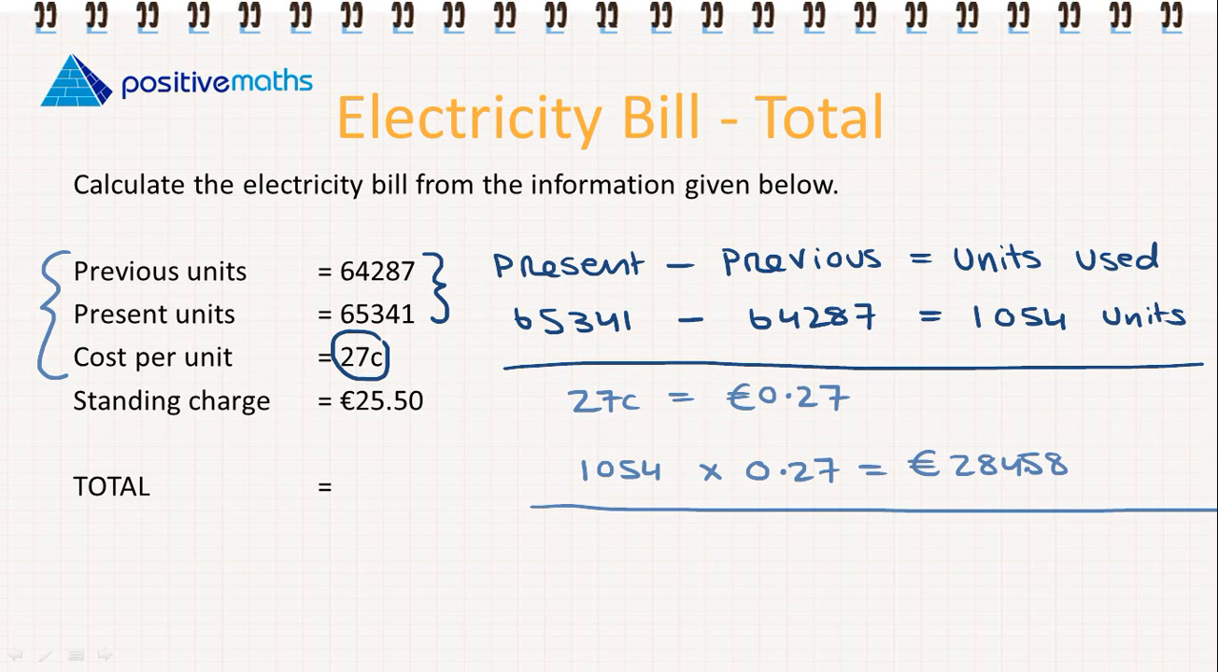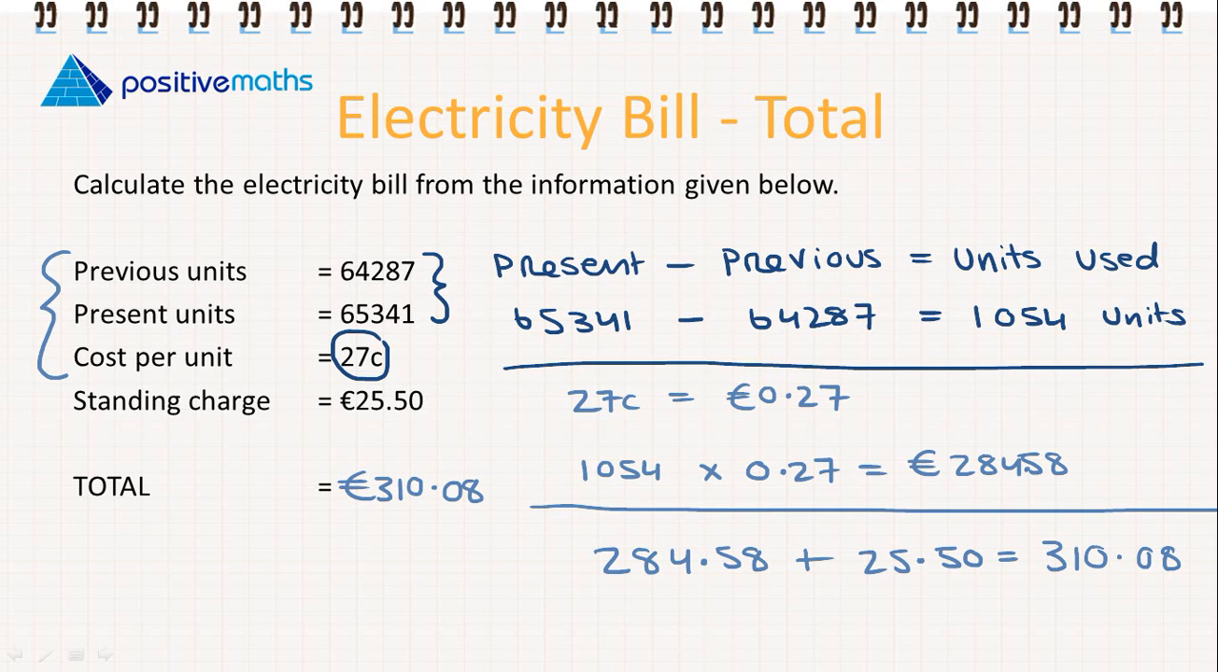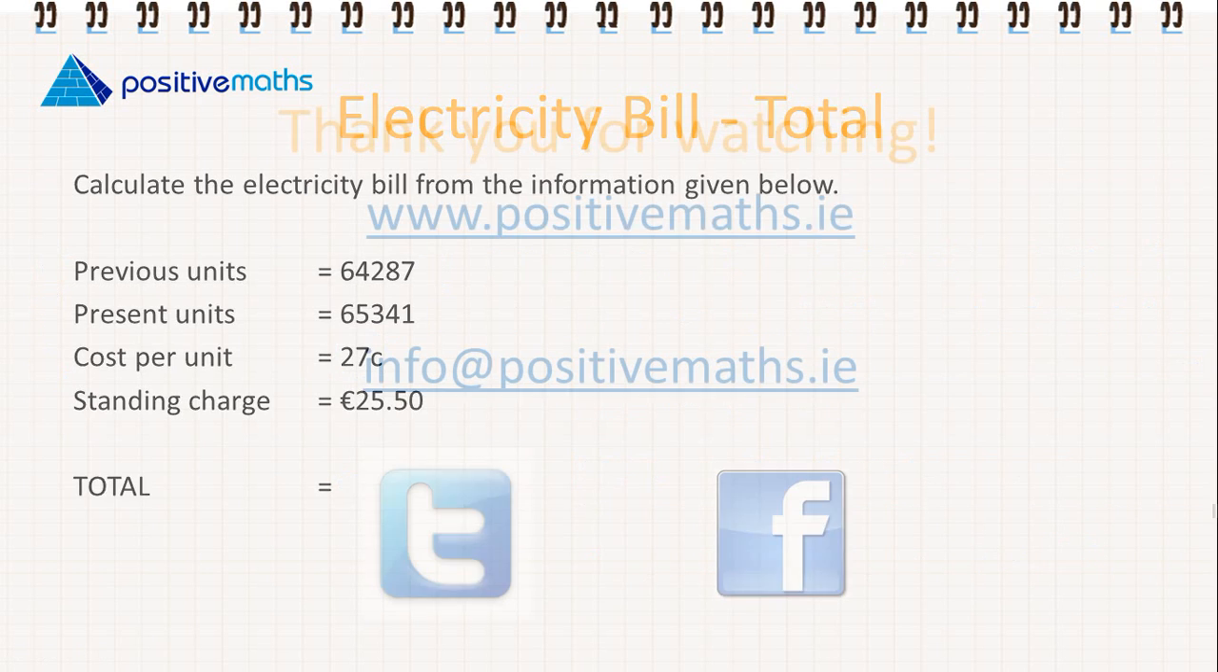Now we have the cost of the units. We need to talk about the standing charge. The standing charge is just a minimum amount that they will always charge on the bill. This is €25.50. So in order to find the total, we need to take 284.58 plus the standing charge. This will give us our total of €310.08. Never forgetting our units, we'll add it in here. So our final answer, €310.08.